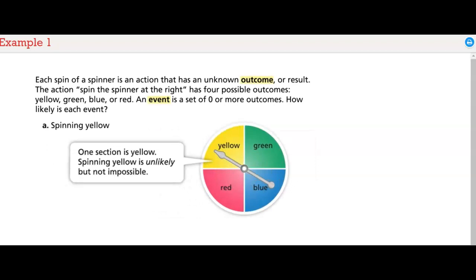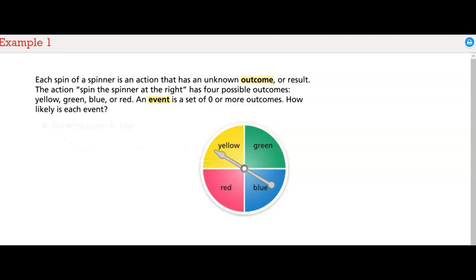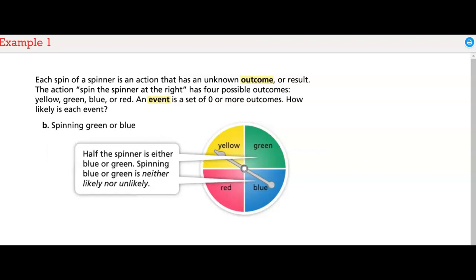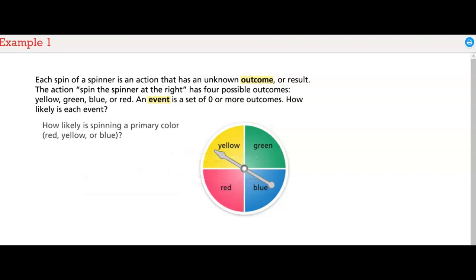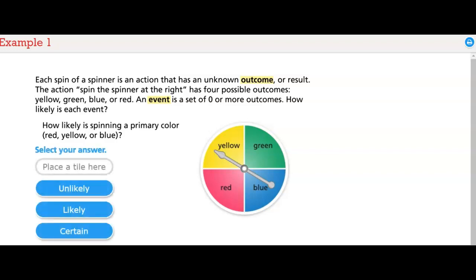One section is yellow. Spinning yellow is unlikely but not impossible. Half the spinner is either blue or green. Spinning blue or green is neither likely nor unlikely. How likely is spinning a primary color, red, yellow, or blue? Select your answer.